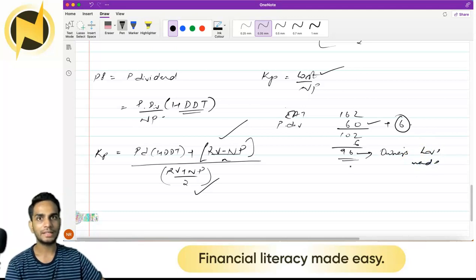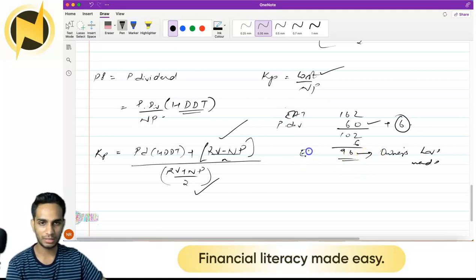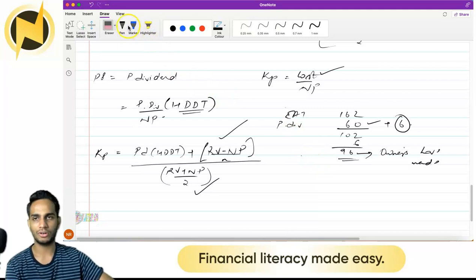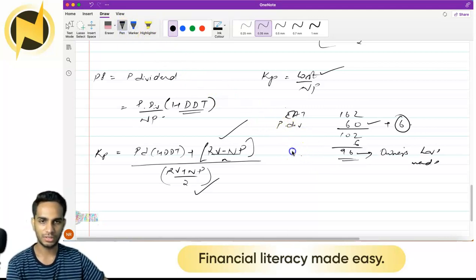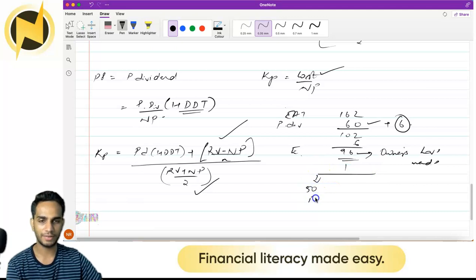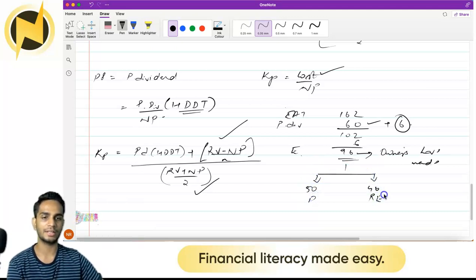Now it's not necessary that the company pays everything that they've made as a dividend. This is what they made. Let this be the total earnings, not earnings per share. Now out of the earnings, say the company decides to pay 50 as dividend, and the balance 46, they decide to keep as retained earnings.